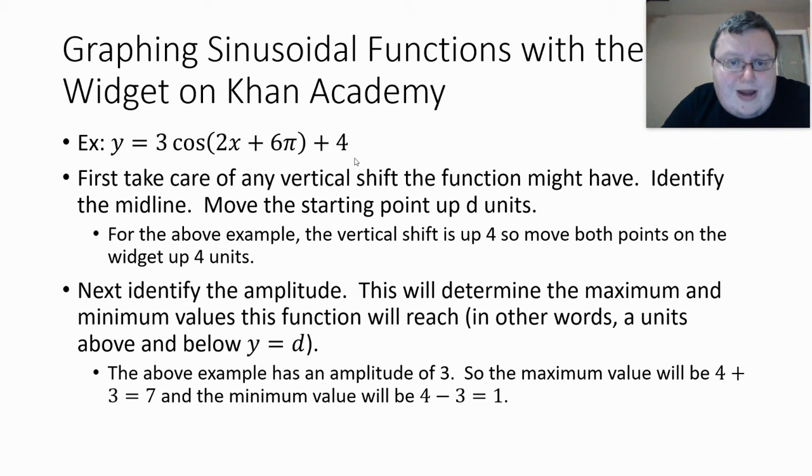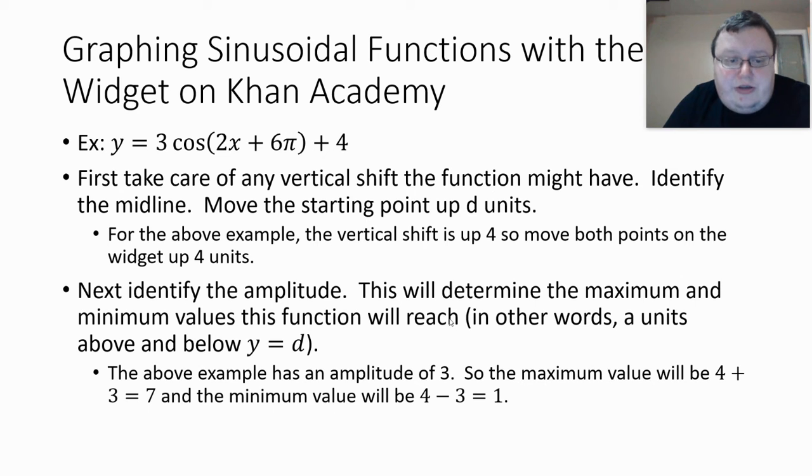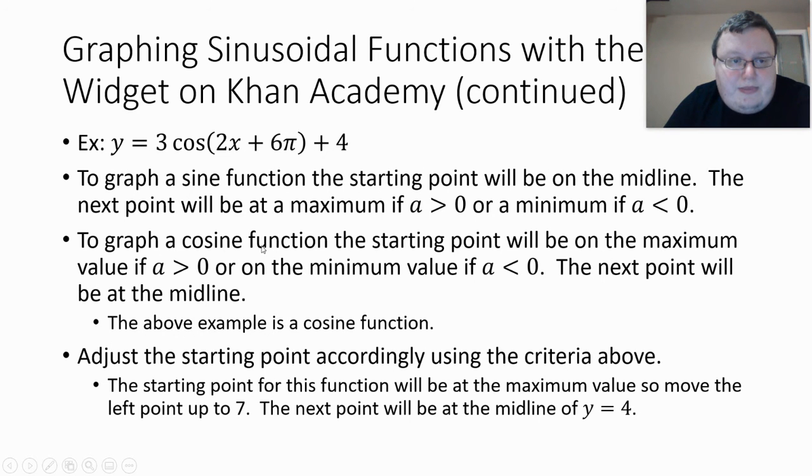So I'm going to go 3 up and down, but I'm starting at 4. So I'm going to go up 3 from 4. I get 7. That's going to be the maximum. And the minimum will be down 3 from 4, which is 1. So this thing's going to go between 1 and 7. Okay. So next what you'll do is you will, to graph a sine function.